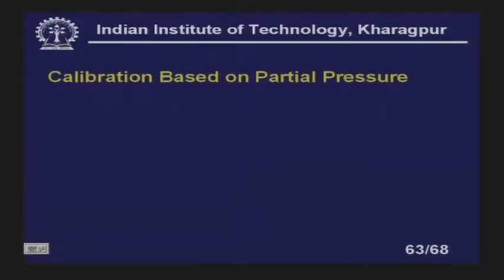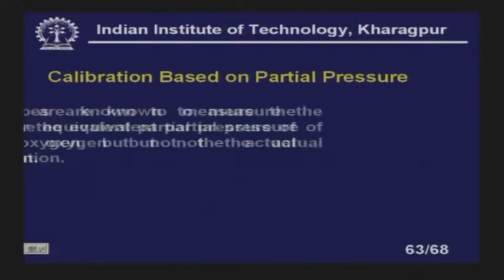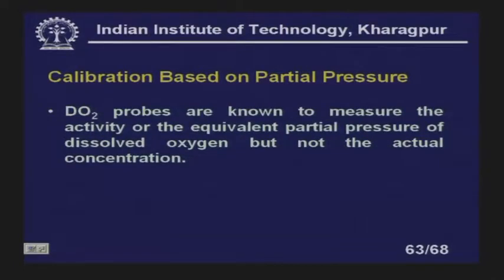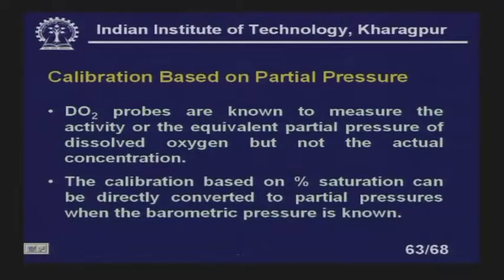Calibration based on partial pressure. DO2 probes are known to measure the activity, the equivalent partial pressure, of the dissolved oxygen, but not the actual concentrations. We actually calibrate in terms of actual concentration, but it is measuring the partial pressure. The calibration based on percentage saturation can be directly converted to partial pressures when the barometric pressure is known.